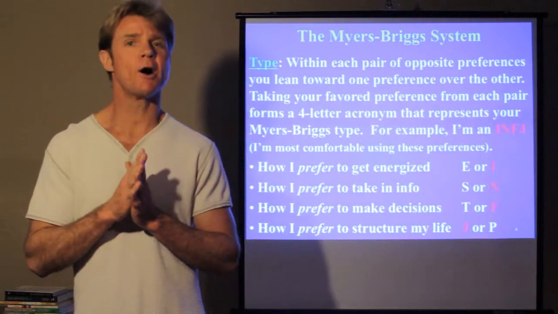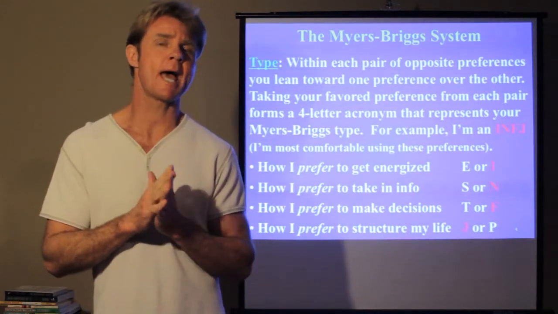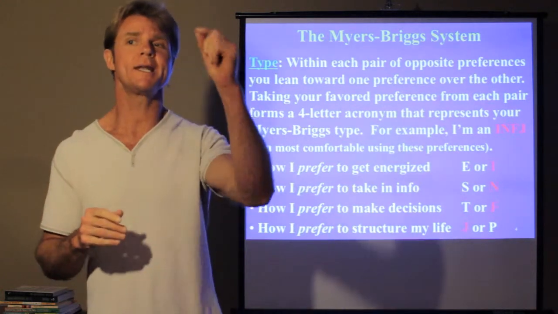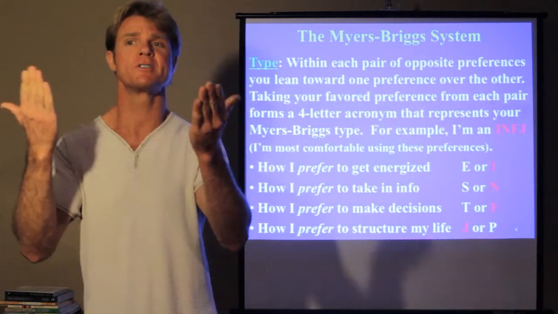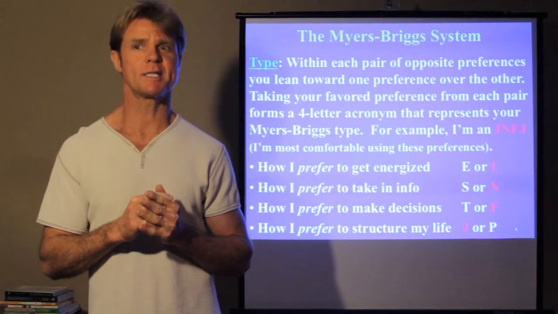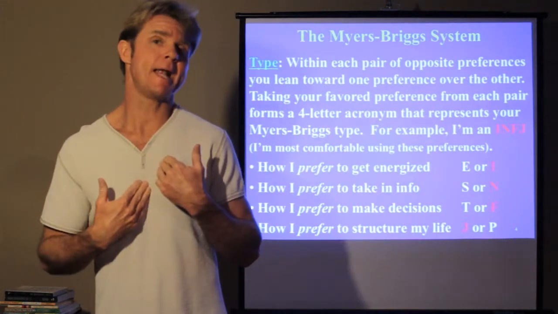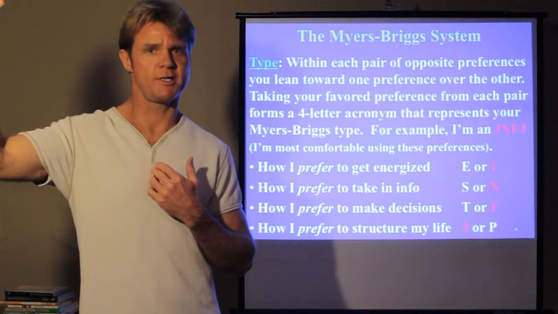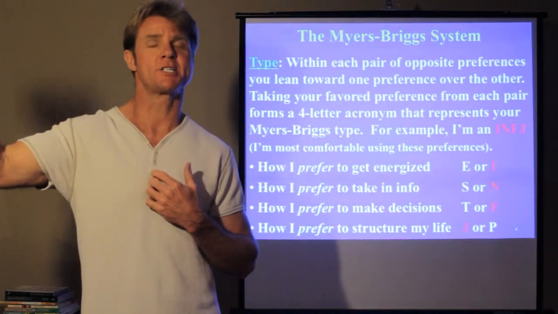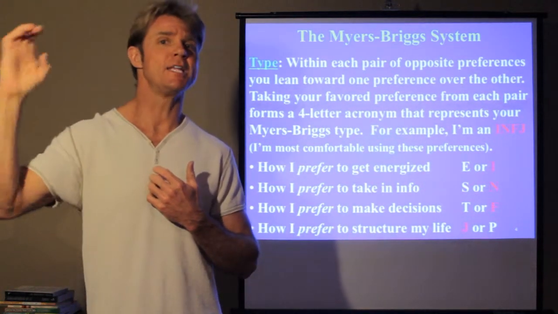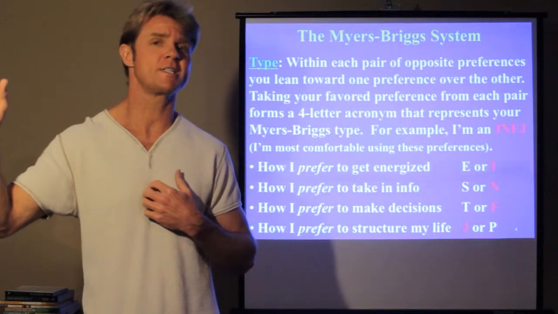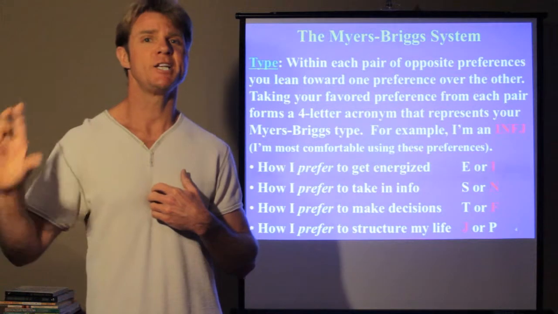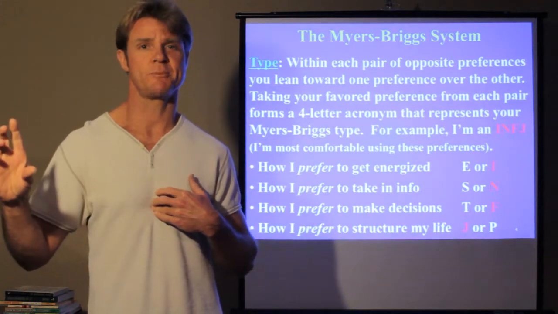All right, so now to form a Myers-Briggs type, and there are 16 different Myers-Briggs types, what we do is we take one letter from each of those pairs of preferences. Okay, so for example, I'm an INFJ. So that means that I prefer introversion. That's how I get energized. It's just a preference. And then intuition is how I prefer to take in information. Feeling is how I prefer to make decisions. And judging is how I prefer to structure my life.